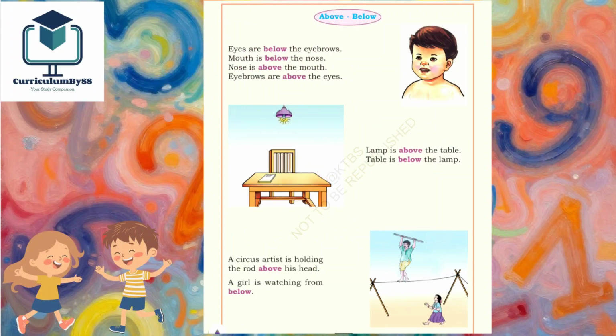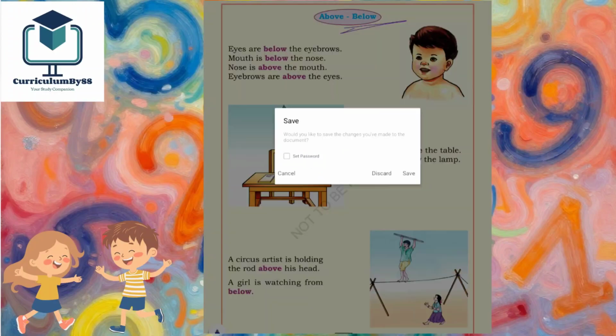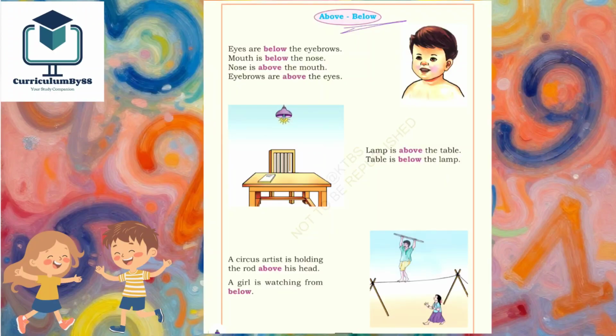Next one is above or below. Eyes are below the eyebrows. All of you know, right? Our eyes are below our eyebrows. Mouth is below the nose. Our mouth is below the nose. Nose is above the mouth. Our nose is above the mouth.